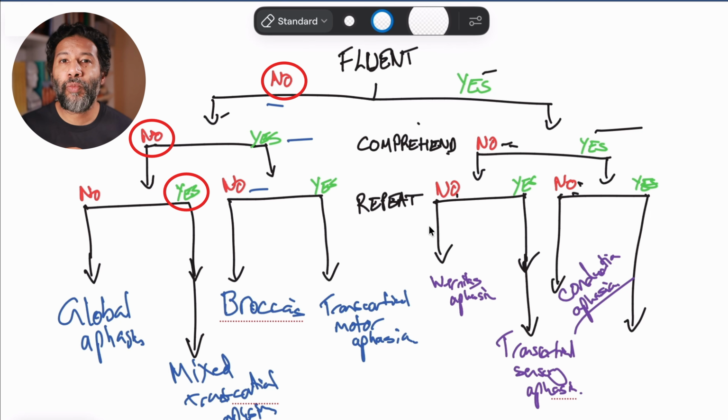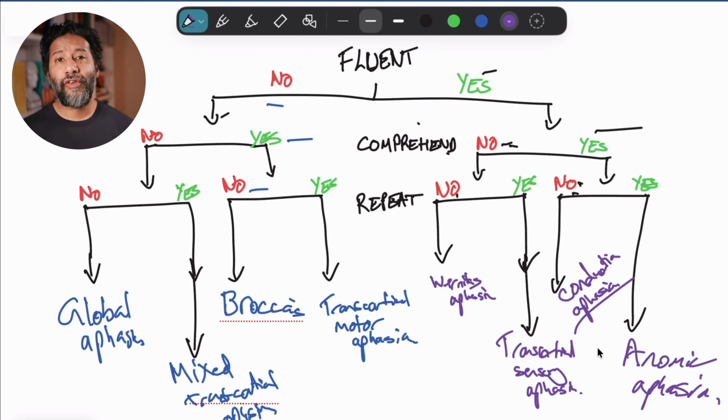Now, how can someone who cannot understand language still repeat it? Well, that's because repetition runs through a different arc, and that circuit is intact. What is destroyed is everything surrounding that. So the language circuit is an island. It can echo, but it can't think. Very rare, don't worry about it.